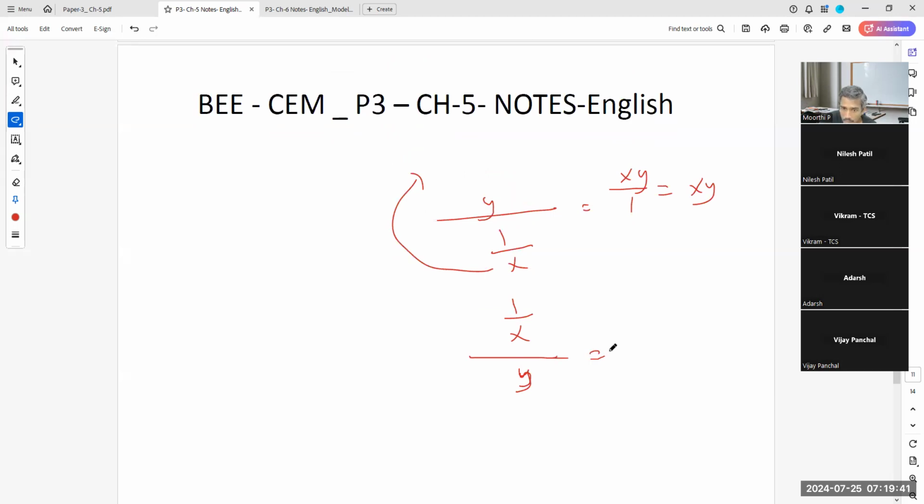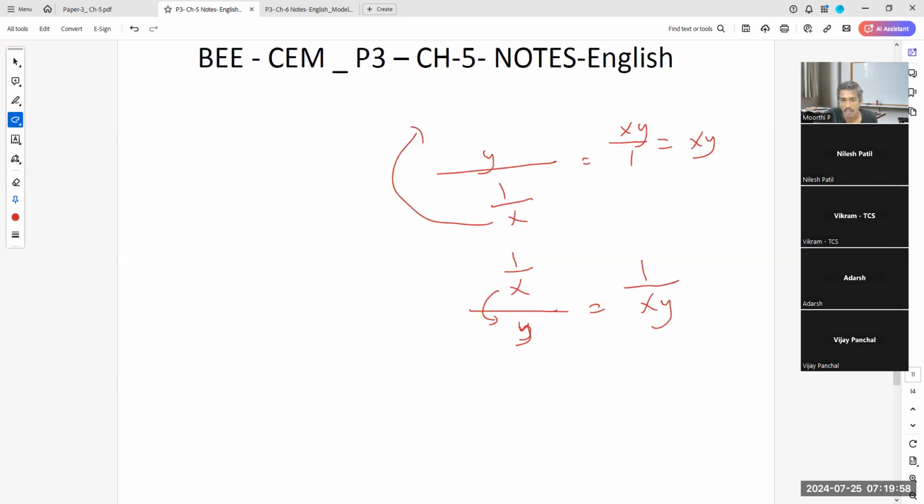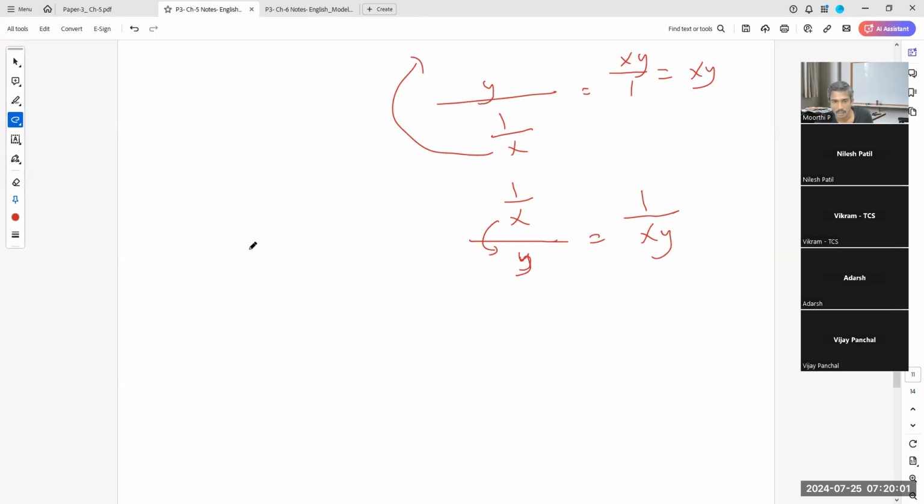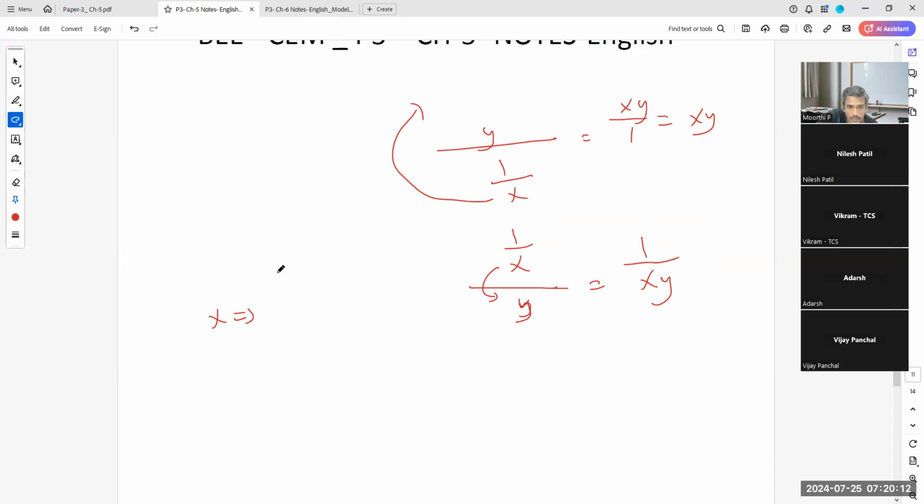Here what is the value? 1 divided by X, whole divided by... Here what is the value? Tell me quickly. 1 divided by XY. What are the ways you can write X? You can write X divided by 1. This is also X, isn't it? Okay.